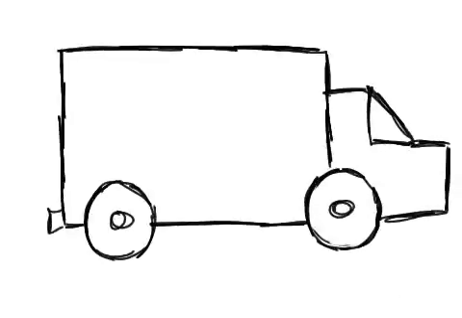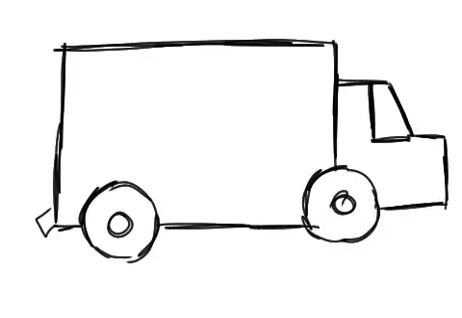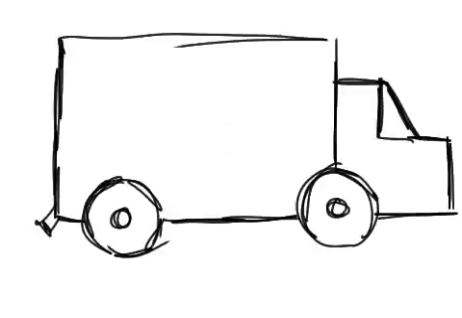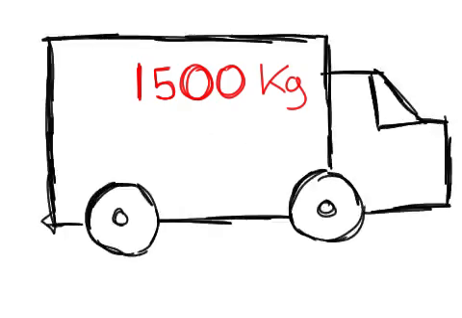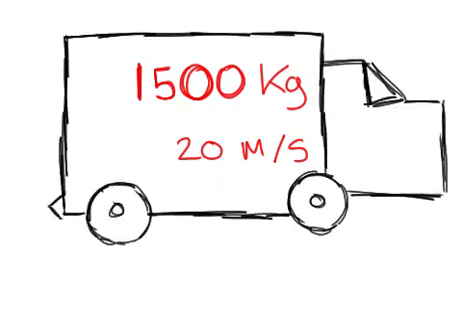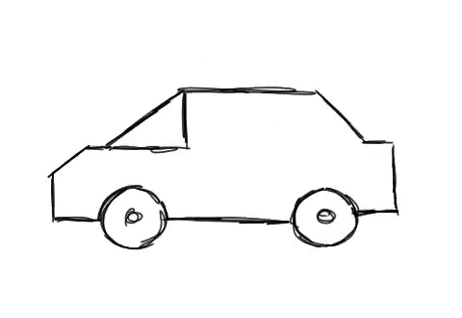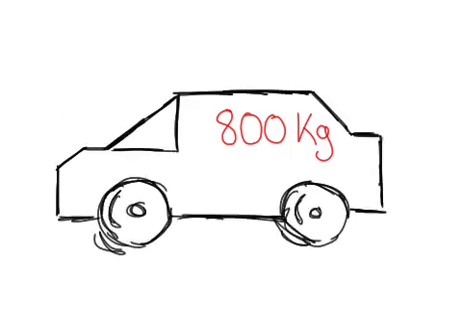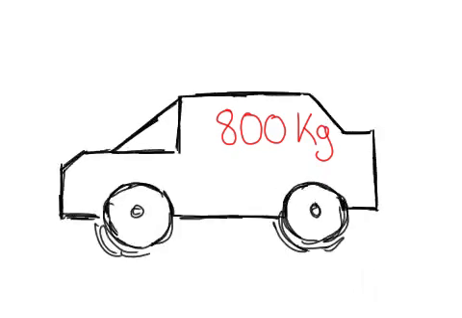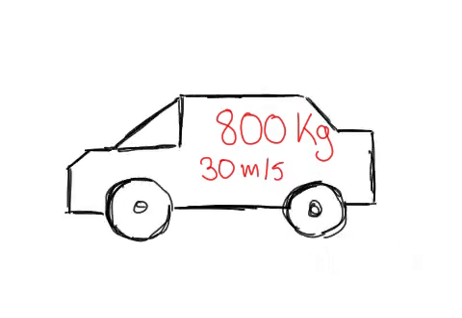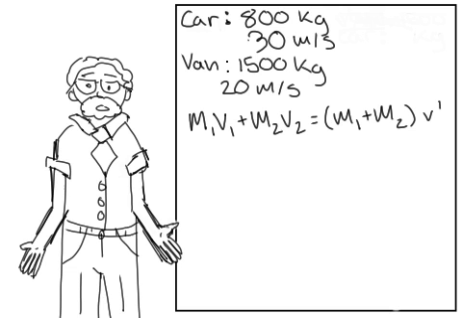We do know our vehicle's mass and velocity. Our van is 1,500 kilograms and its velocity is 20 meters per second. Our small car is 800 kilograms and its velocity is 30 meters per second. Now that we know our masses and velocities, we can plug them into the equation and solve.